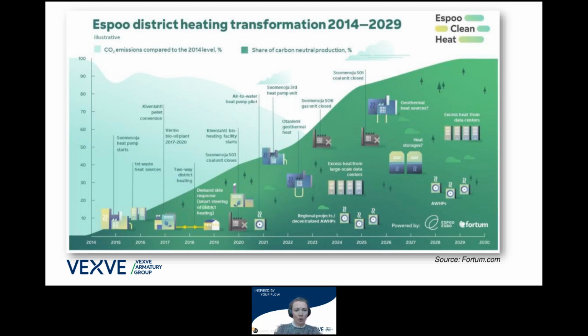For example, two-way district heating, demand response will be used, bio-oil plant, air-to-water heat pumps, generally geothermal heat, using excess heat from large-scale data centers and so on. So instead of having a couple of huge power plants like many cities used to have in the old days, we are moving like everybody else towards a direction where you have several more volatile heat sources around the city.